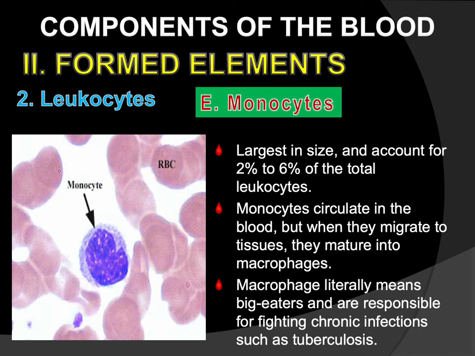So going back, neutrophils are very good for acute infections because pinakamarami sila, pinakamabilis pumunta sa site of injury. But the monocytes are very good for chronic infections kasi pinakamalaki sila. Pinakamagaling yung nagagawa nilang proseso ng pagkain or phagocyte as the big eater itself.